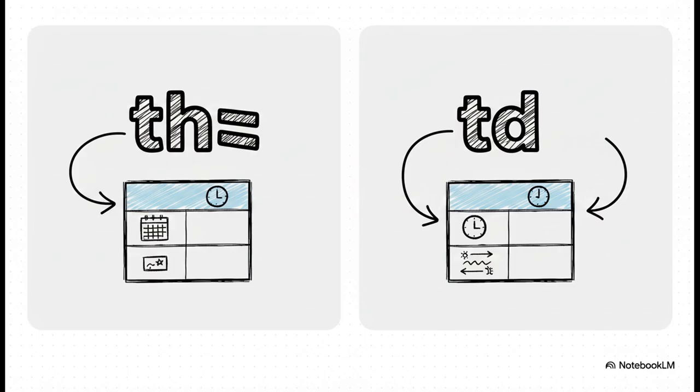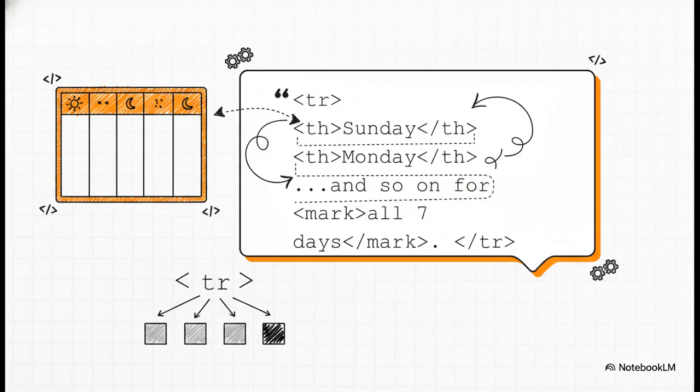On the other hand, you've got TD, which is for table data. This is for the actual info, like Monday or 9 to 5. So TH gives your columns meaning, which is really, really important for things like screen readers, while TD just holds the raw content. All right, let's actually put this into practice.